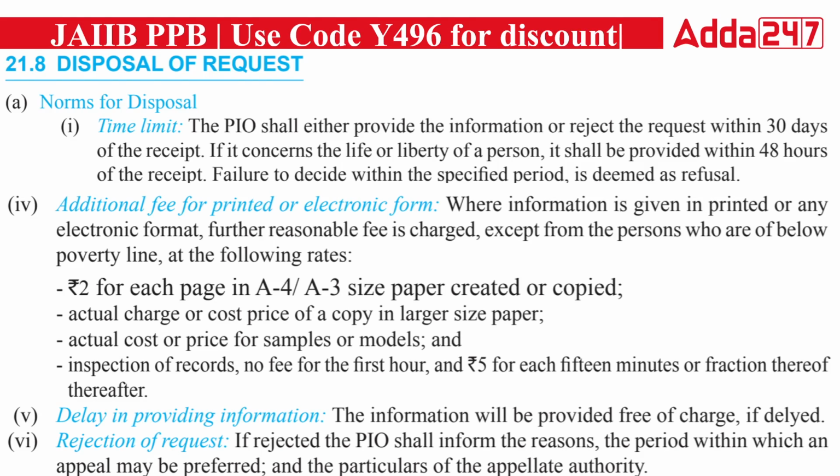If there is a delay from the side of the public authority in providing information, then information has to be provided free of charge. Rejection: if rejected, then the PIO shall inform the reasons, the period within which an appeal may be preferred, and the particulars of the appellate authority. This information has to be given by the authority.